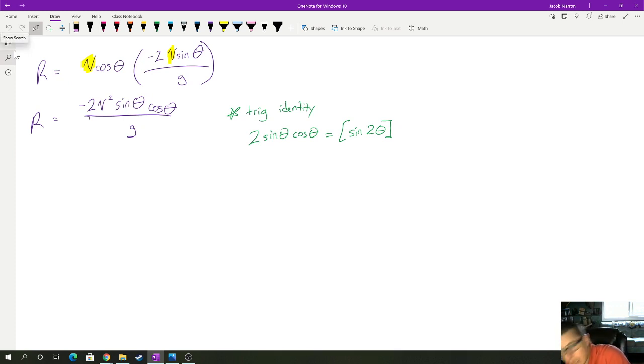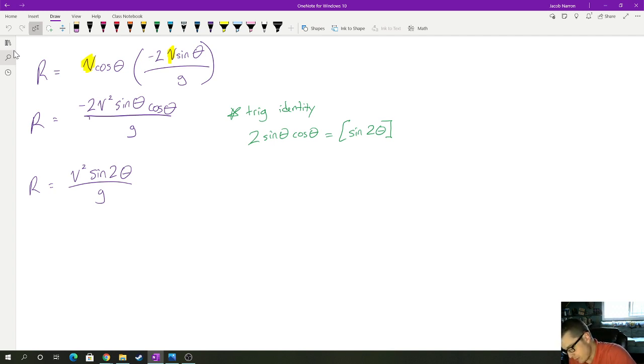Okay, so rewriting with that trig identity, trying to keep track of my notes so I don't make a mistake. We're going to get v squared times sine of 2 theta, all divided by g. Okay, isn't that nice? See, that's so much nicer from before.